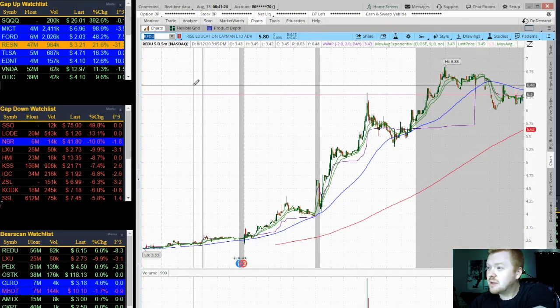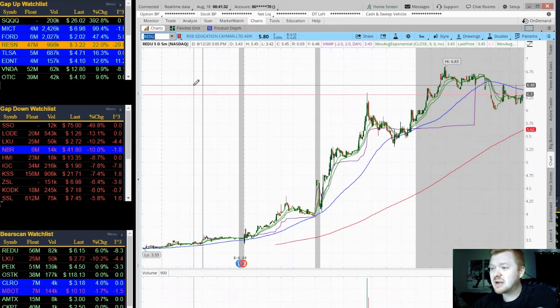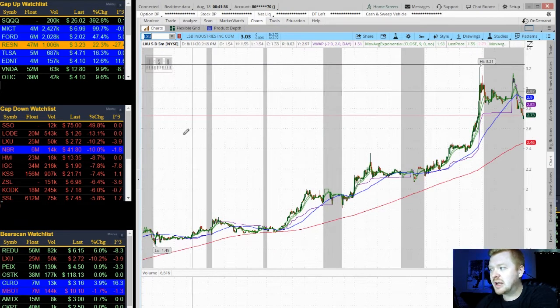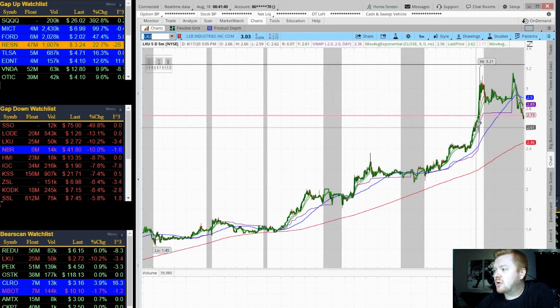I could locate, but there's always stocks to trade out there. So most of the time, I just initially avoid the ones I have to locate. REDU is an overbought stock, but I've got to locate it, so I'm just going to avoid that one. Next one, LXU. This one's $25 million. The flow, I like this one. It's a little quiet.